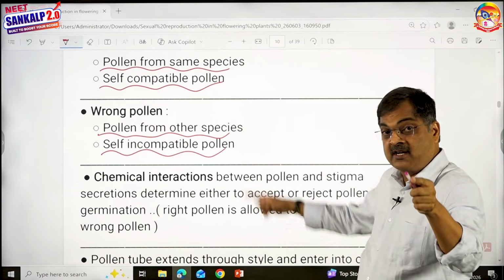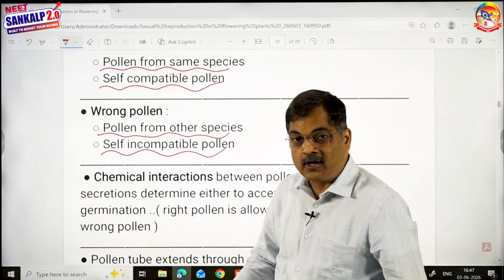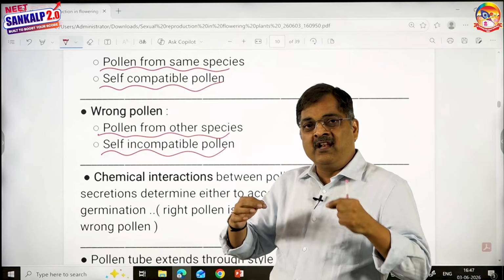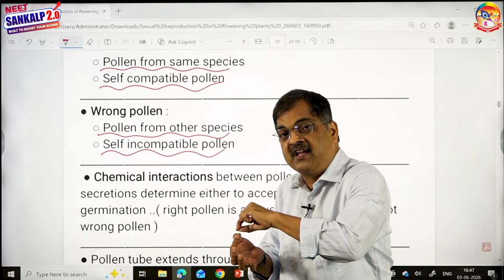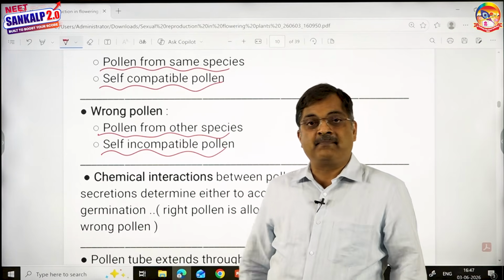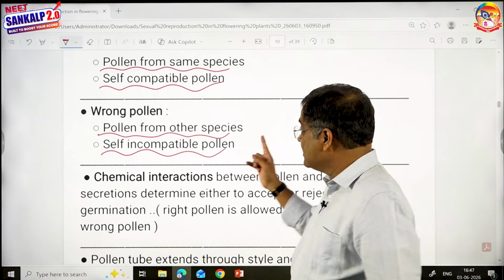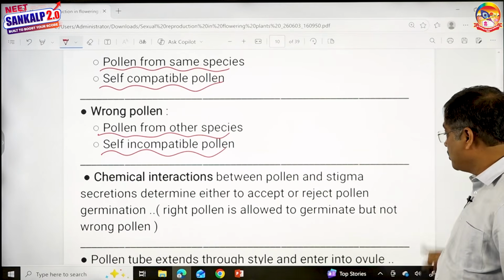Self-incompatible pollen, I was talking about self-sterility, Abutilon, Passiflora. In all of them, the pollen will not germinate on the stigma of the same flower, but can germinate on the stigma of another flower. This is genetically controlled. That self-incompatible pollen is called wrong pollen.